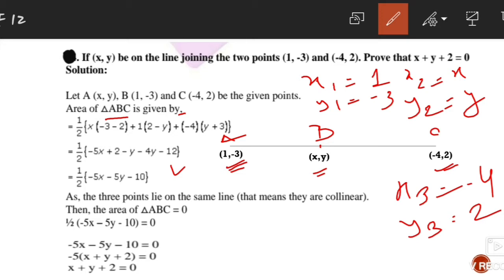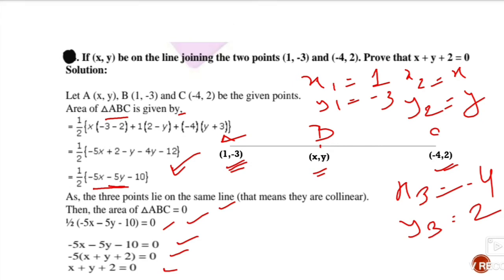If you put it in the formula, you will get the area as half of (-5x - 5y - 10). Now since these points A, B, C lie on the same line, that is, they are collinear, the area of ABC will be equal to 0. That means this whole term is equal to 0. By cross multiplication, it will be -5x - 5y - 10 = 0. Take -5 common and cancel it with the right hand side. You will get the relation x + y + 2 = 0. Okay, in this way you have to solve this problem.